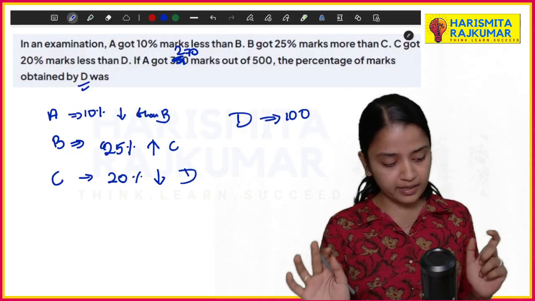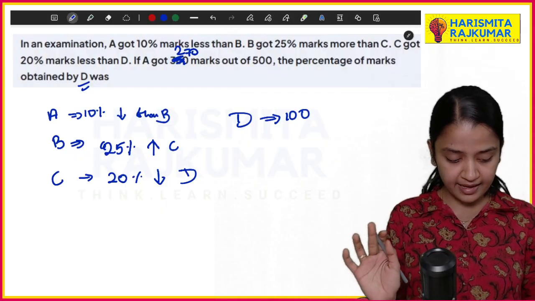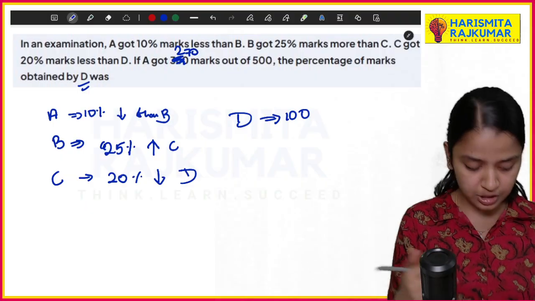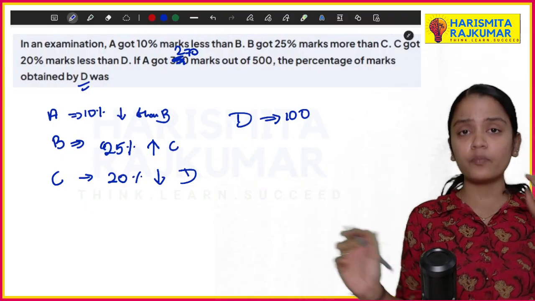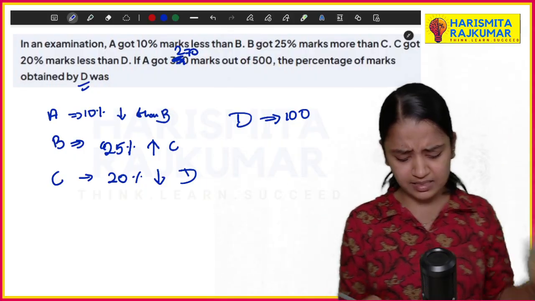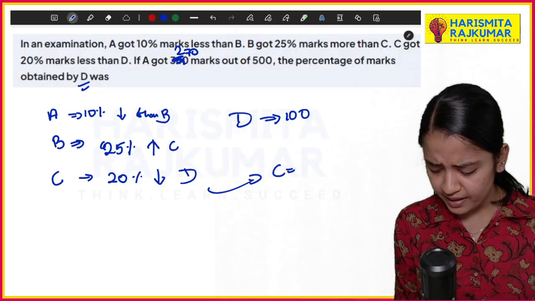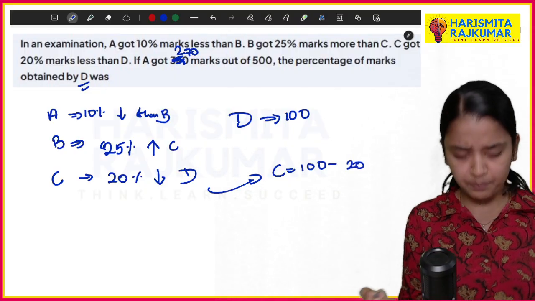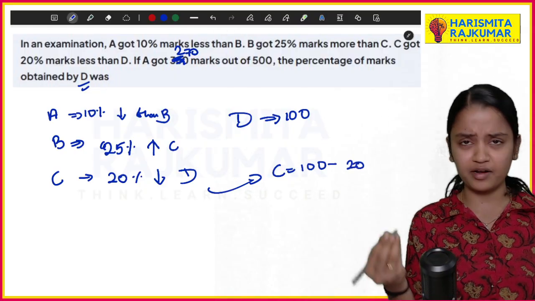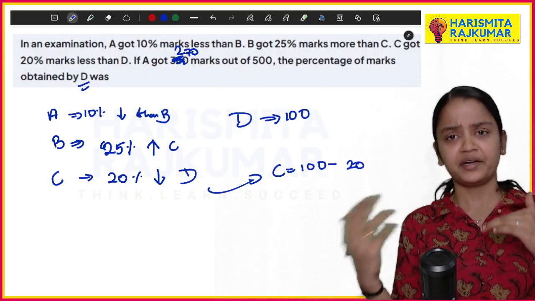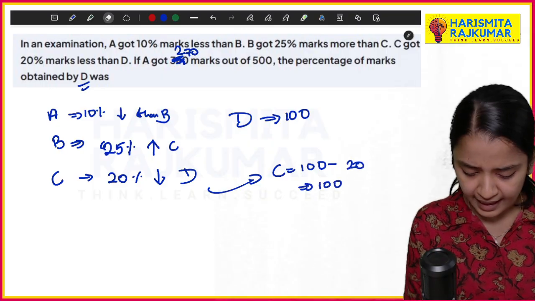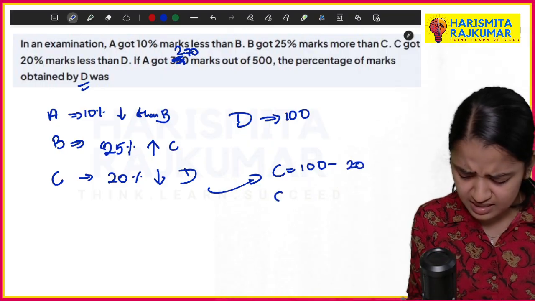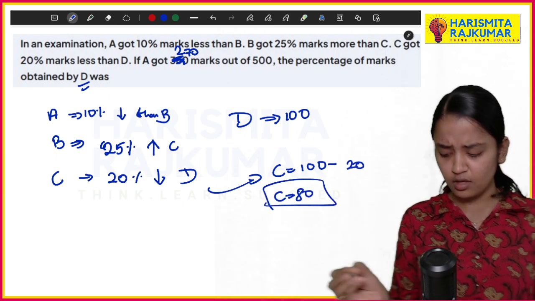Now, what is C? C gets 20 percentage less than D. So C will be 100 minus 20 percentage, basically 100 minus 20 by 100 into 100. So you will be getting 20, so you will get 80. C is basically 80.